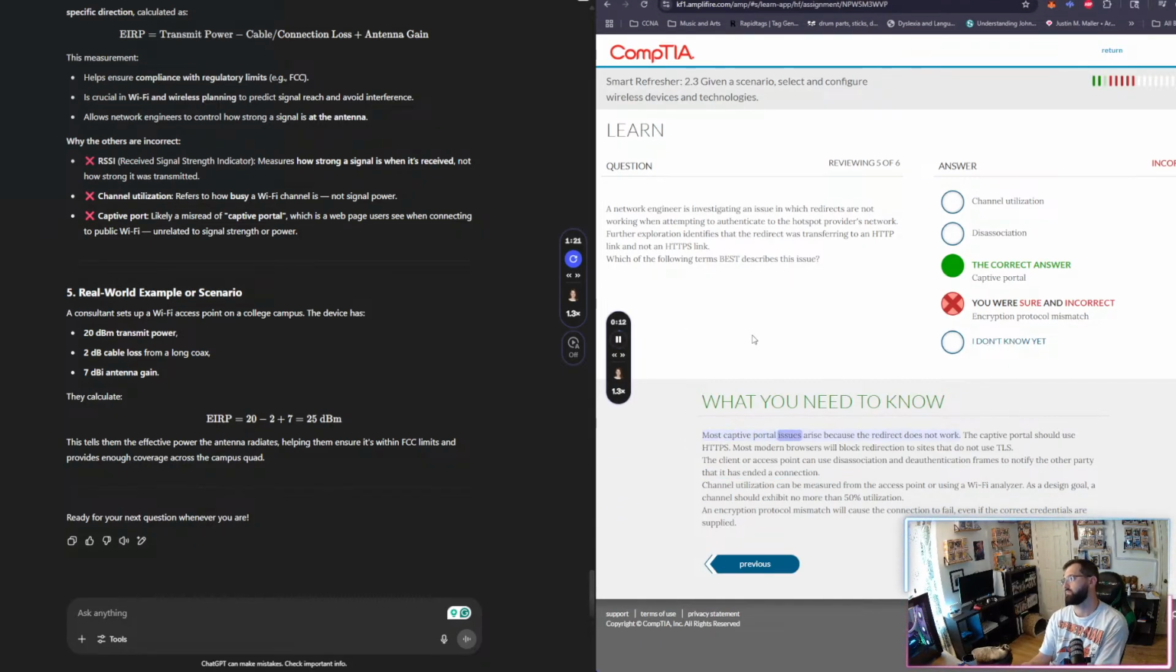Most captive portal issues arise because the redirect does not work. The captive portal should use HTTPS. Most modern browsers will block redirection to sites that do not use TLS. The client or access point can use disassociation and deauthentication frames to notify the other party that it has ended a connection.